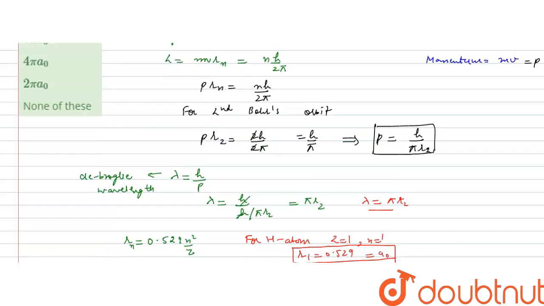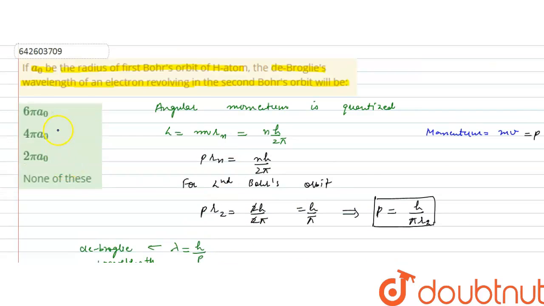So now we will see which option is correct. The B option is correct. The de-Broglie wavelength of the electron in the second Bohr orbit will be 4 pi a0 in terms of the radius of the first Bohr orbit. So B option is the correct option. I hope you understood the solution.